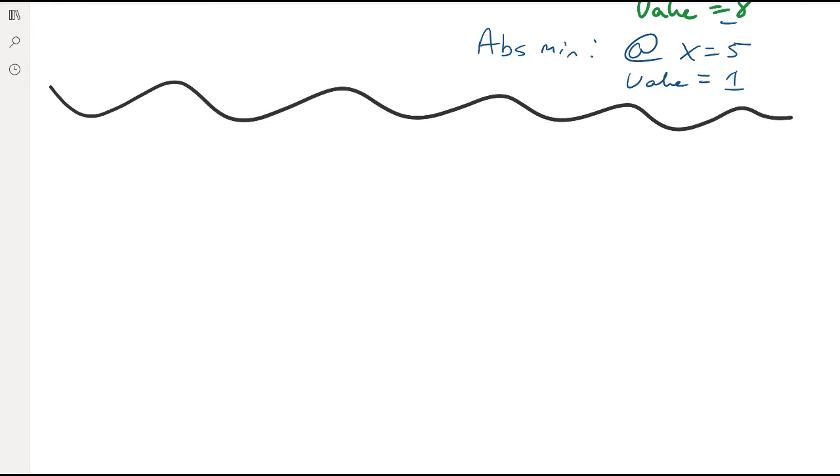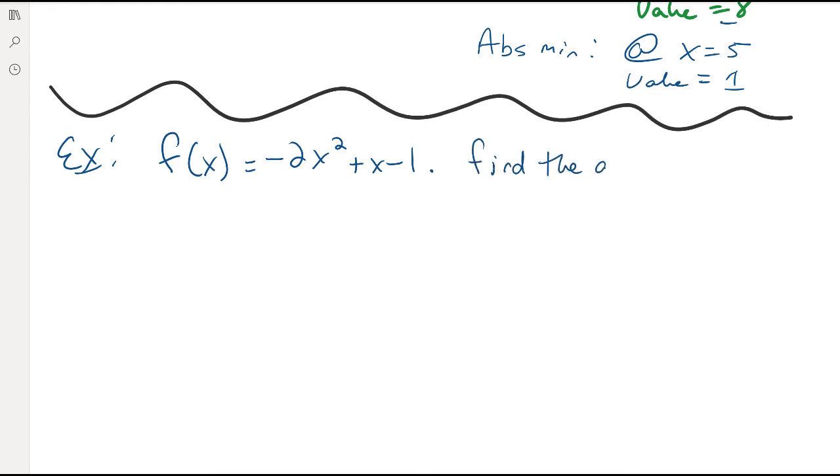All right, let me show you how to do this whole absolute min and max stuff by hand. So what if instead of giving us a graph, they gave us a function? For example, suppose they told us f(x) is equal to negative 2x squared plus x minus 1, and they want us to find the absolute minimum value on the interval going from negative 2 to 4. Okay?